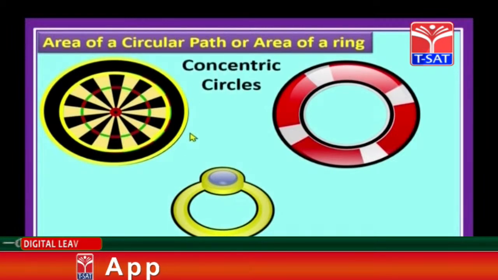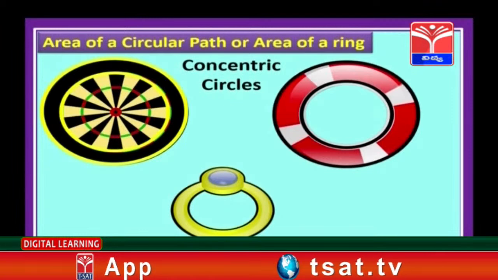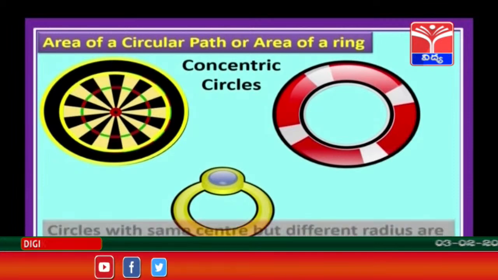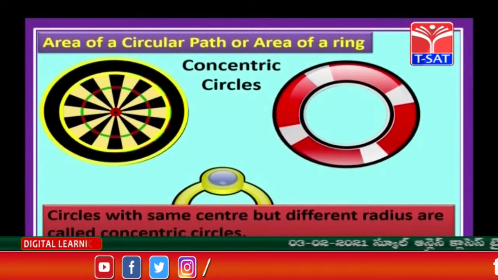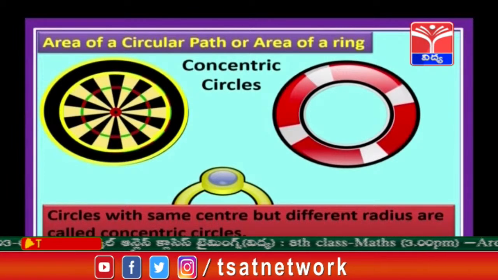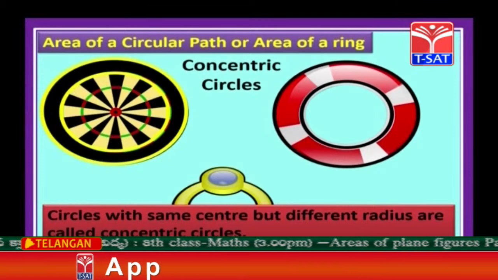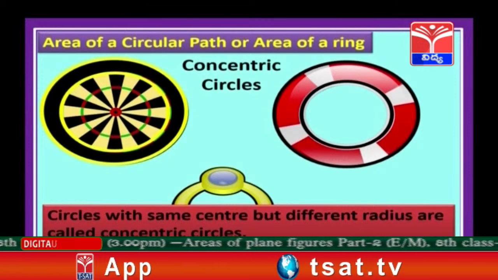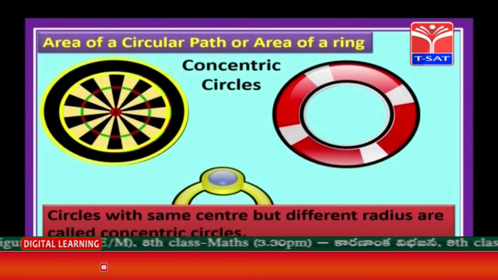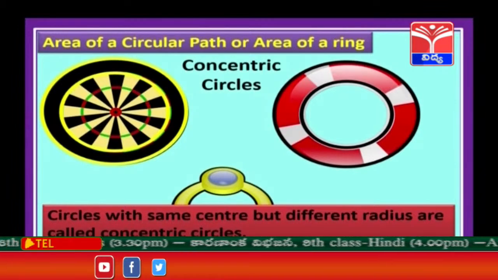Such type of circles are called concentric circles. So what do you call, children? Concentric circles. Now what are these concentric circles? Circles with same center but different radius are called concentric circles. So these circles, they have same center but they have different radius. So we call them as concentric circles, children. Got it? Now let us find the area of this circular path.